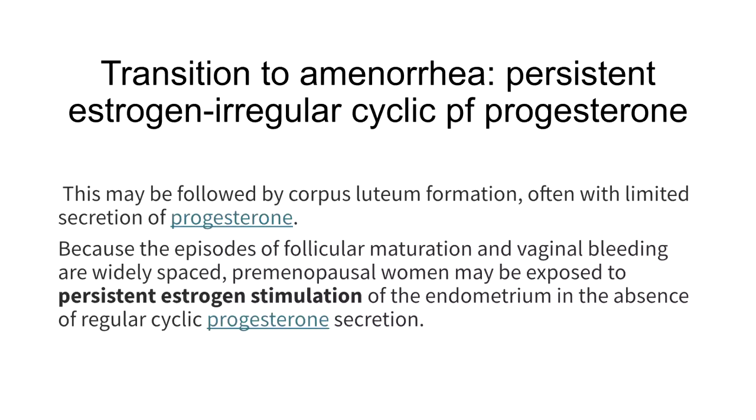Because the episodes of follicular maturation and vaginal bleeding are very widely spaced, premenopausal women may be exposed to a persistent estrogen stimulation of the endometrium in the absence of regular cycling of progesterone secretion.